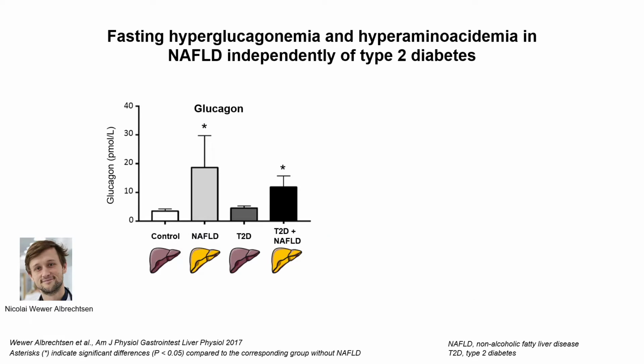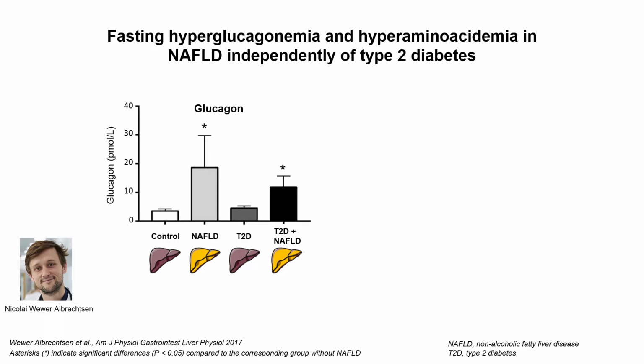You've also seen this figure before. I guess you can't really leave this conference without knowing this figure. These were analyses performed by Nikolaj Albrechtsen on a study performed by Anders Juncker, and I couldn't really find a picture of him, so I left it out. It's patients with type 2 diabetes with and without non-alcoholic fatty liver disease, patients with only non-alcoholic fatty liver disease and healthy controls, and as you've seen before, fasting hyperglucagonemia in the groups with non-alcoholic fatty liver disease.